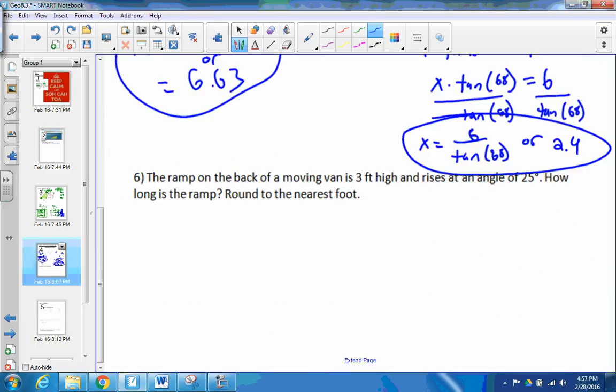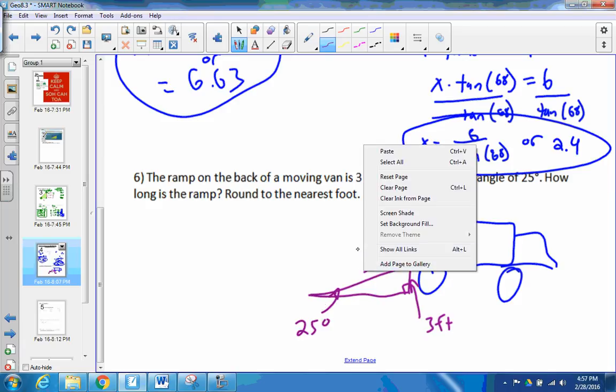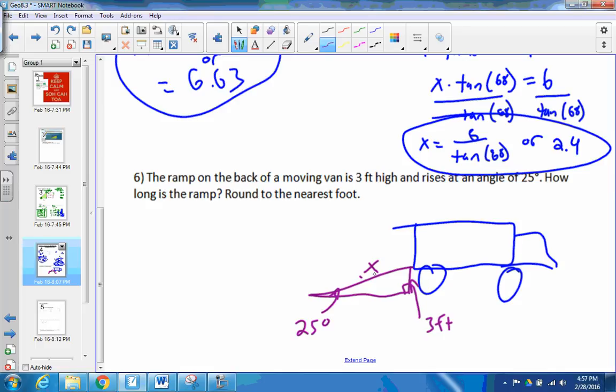One word problem. The ramp, I'm just going to draw it out. You're going to solve it then. The ramp on the back of a moving truck. So if this is your moving truck, wheels there, perfect moving truck. All right, but the ramp is coming down. This right here is 3 feet high. Make it a triangle. It says the angle is a 25-degree angle it's rising at. And we're trying to figure out how long the ramp is, so we're missing right here. Round to the nearest foot.